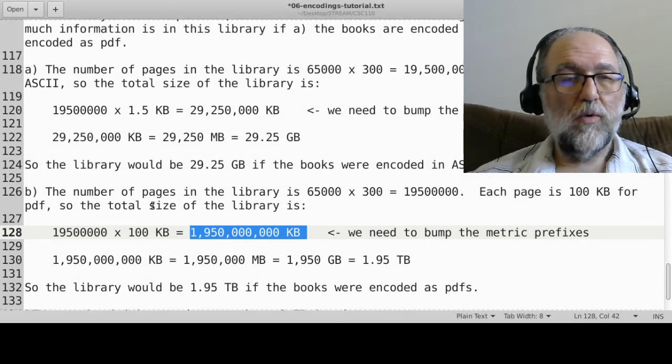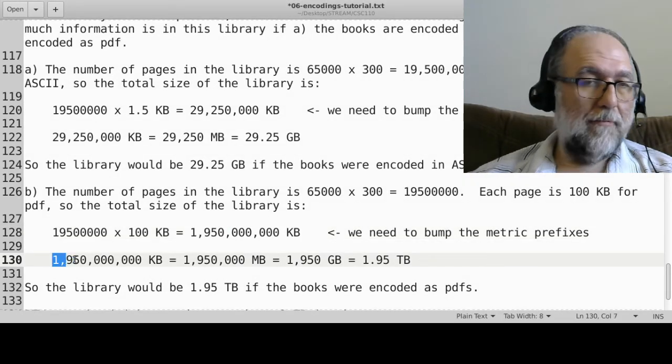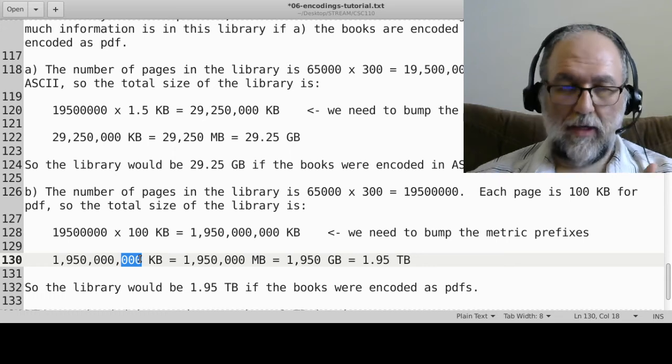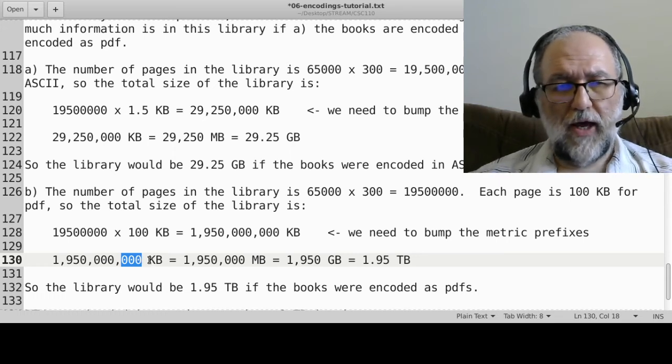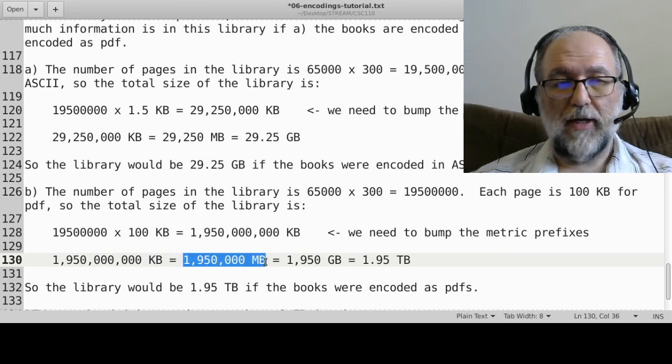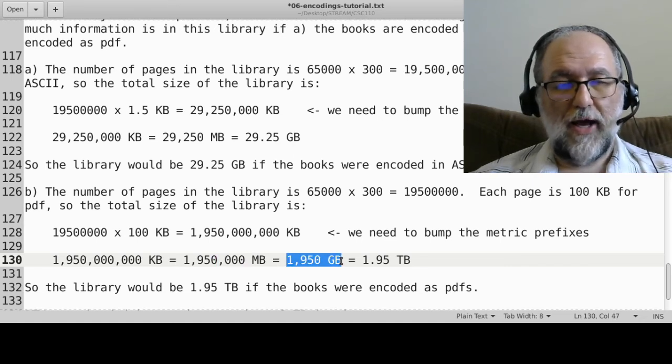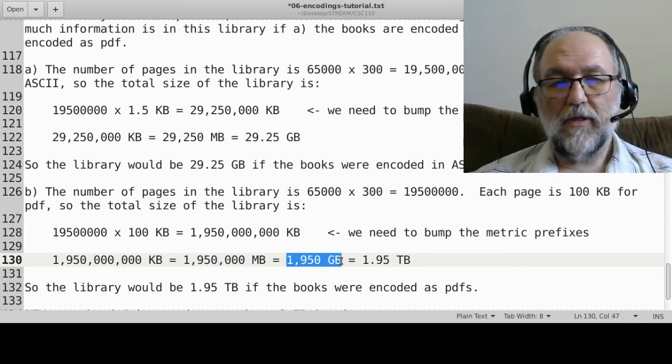So we start off with that. It's in the billions, so that's like 1,950,000,000 kilobytes. Divide by 1,000, so you basically remove 3 zeros and bump from kilo to the next one up, which is mega. And so now we're at 1,950,000 megabytes, still too big. Divide by 1,000 and bump up again. So now we're at 1,950 gigabytes.